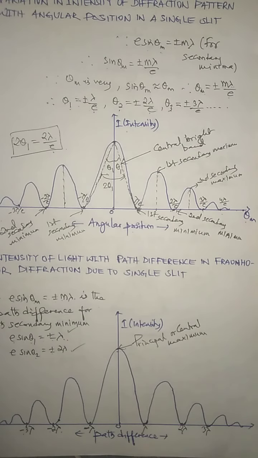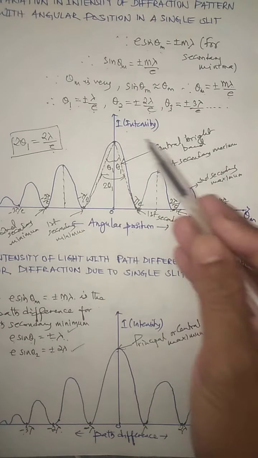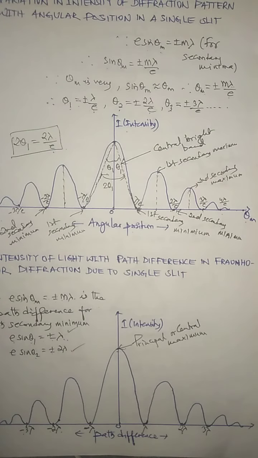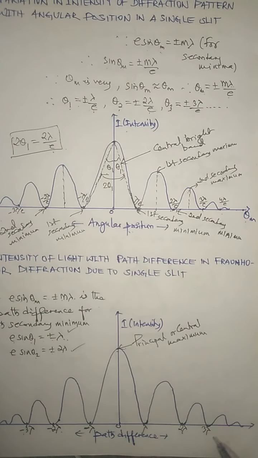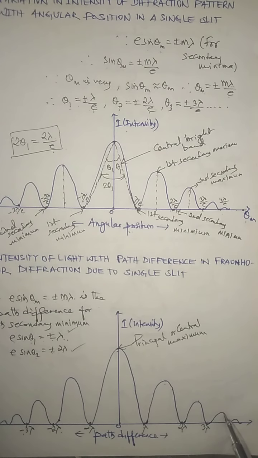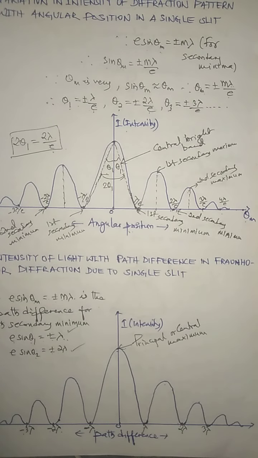And this diffraction pattern due to a single slit is expressed by the two different graphs which I have explained: intensity versus angular position and intensity versus path difference. First secondary minimum, second secondary minimum, third secondary minimum. First secondary maximum, second secondary maximum, it will go on and on, on both sides of the center maximum. So this is the explanation which I have done based on the diffraction pattern.